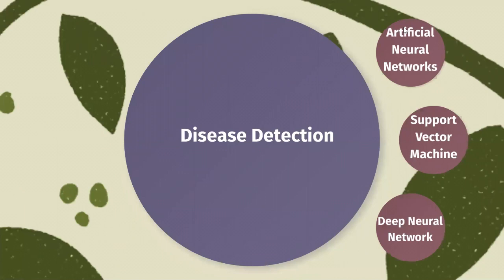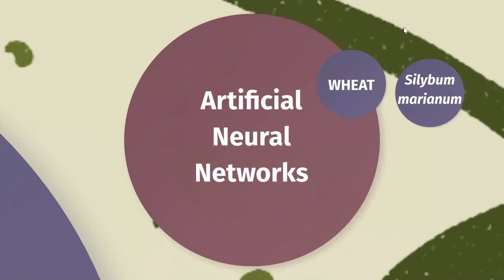Now we have done yield prediction. We will proceed to disease detection. Disease detection is one of the biggest concerns in agriculture. There are a few models that can be used in disease detection. The first one is artificial neural network.